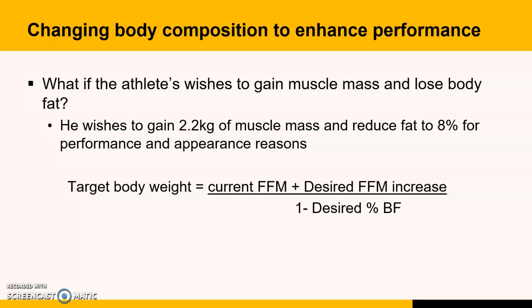So dalam kata ini adalah the current FFM berapa tambahlah, okay, 2.2 kilogram, which is gain of muscle mass is desired, bahagi dengan 1 minus the desired adalah 8%. So 1 minus 0.08. So you will get the answer. Again, please share the answer during the class.